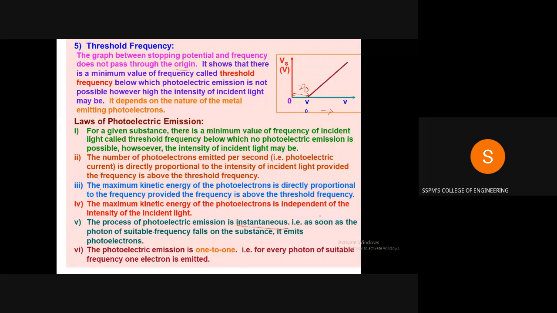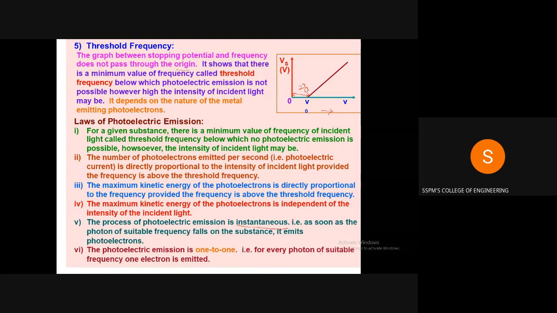The process of photoelectric emission is instantaneous. That is, as soon as the photons of suitable frequency fall on the substance, it emits photoelectrons. The photoelectric emission is one-to-one. That is, for every photon of suitable frequency, one electron is emitted. That we have described. The next one, Einstein's photoelectric equation.